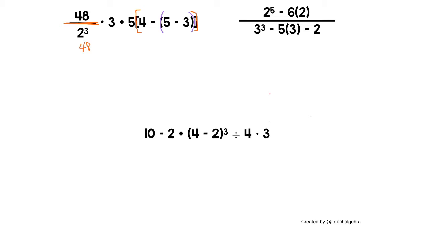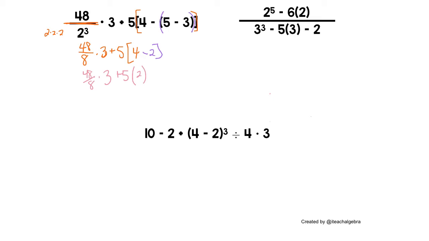48 is going to stay the same. I can't change 48, but 2 cubed is 2 times 2 times 2, and that's 8. And everything else will stay the same until we get to the innermost parentheses. And then we've got 5 minus 3 is 2. Then we've got one more set of parentheses we've got to get rid of here at the 4 minus 2. So 48 divided by 8 is going to stay the same, times 3 plus 5 times 4 minus 2 is 2.